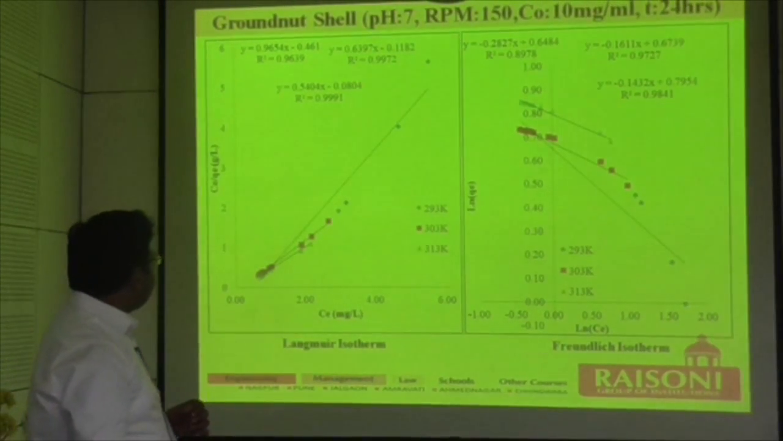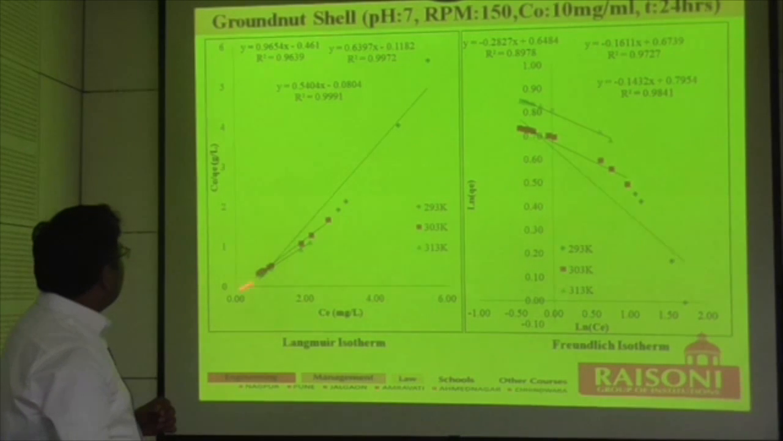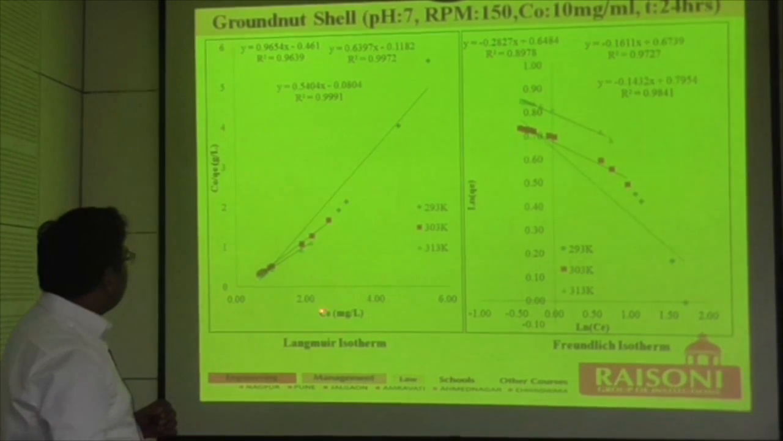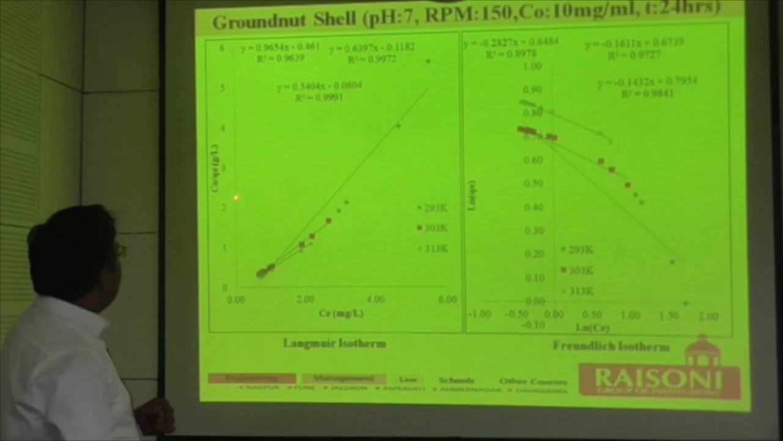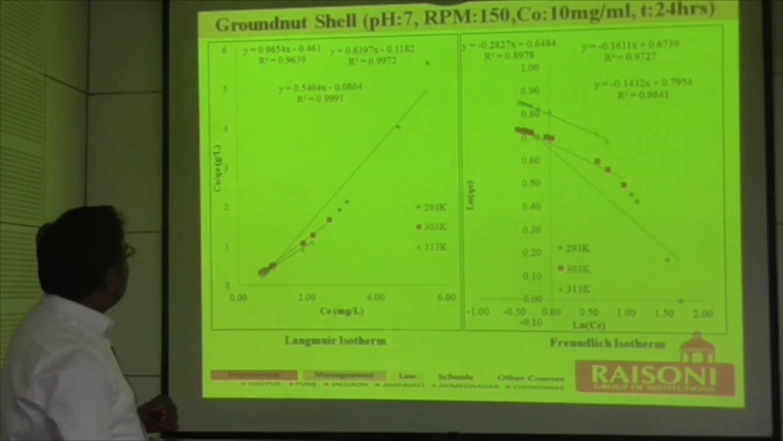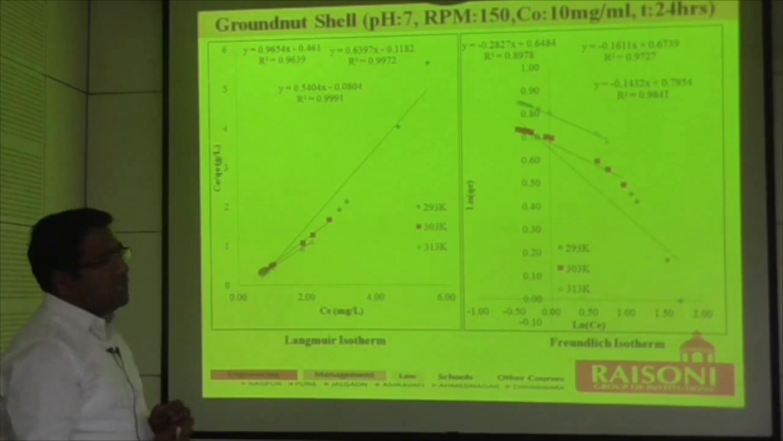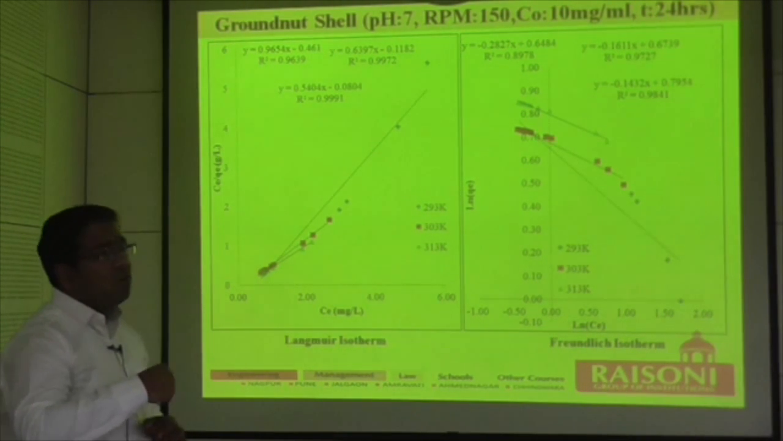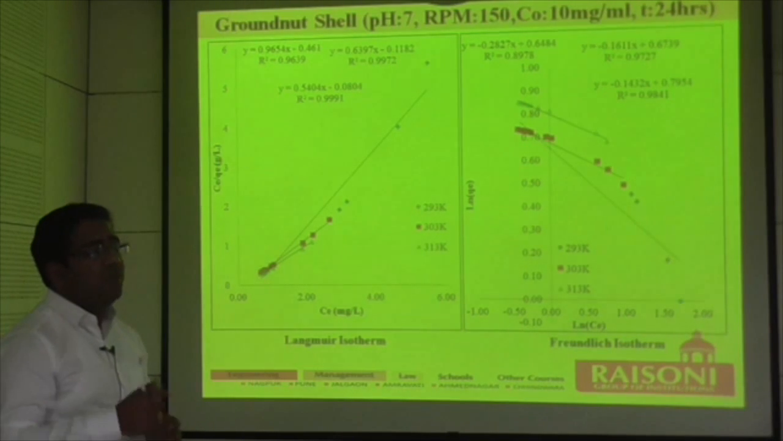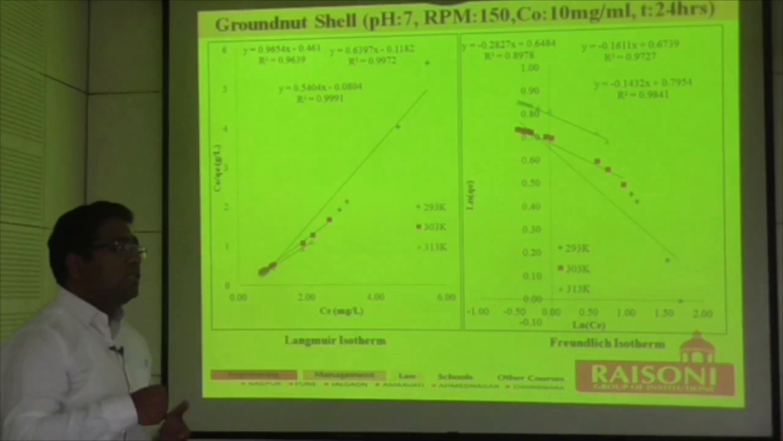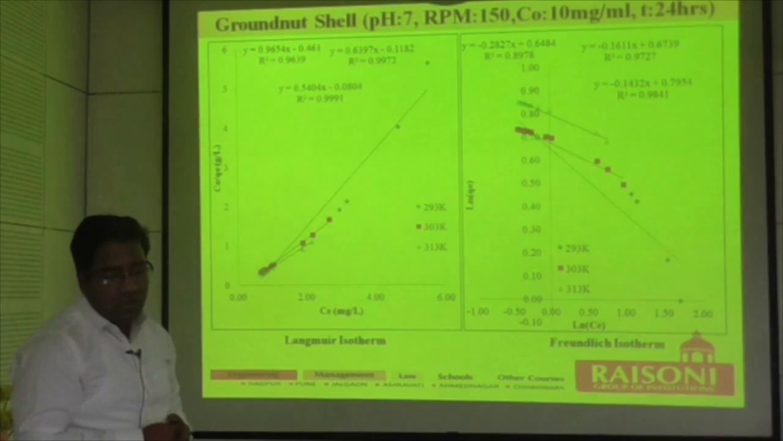So here the plot is plotted between CE versus CE by QE, and the readings are good here. The R square coefficient of regression is coming 0.96, 0.99, 0.99. So it is good. We can say that it follows the Langmuir isotherm, which we said is homogeneous in nature.